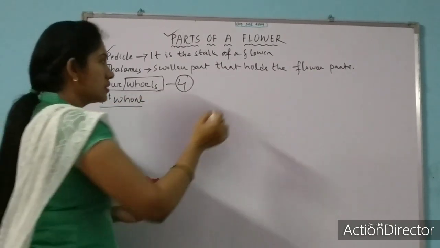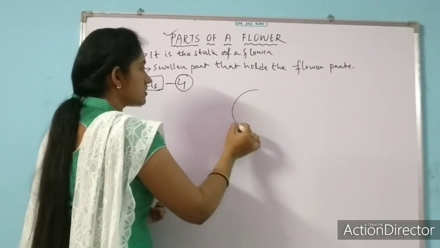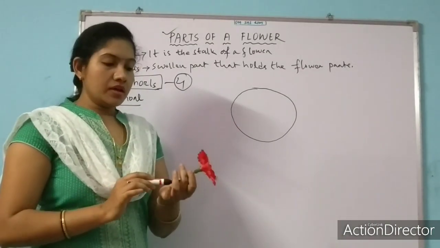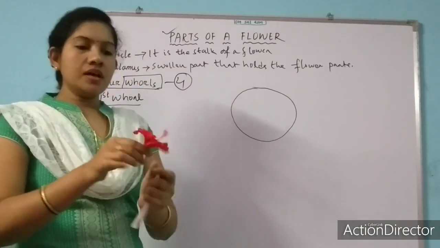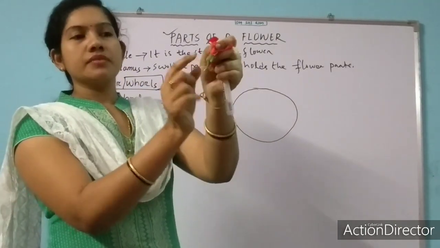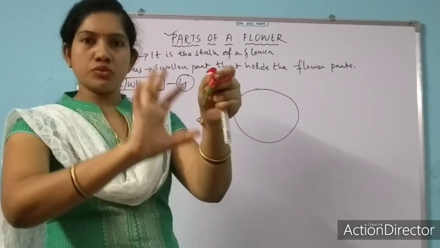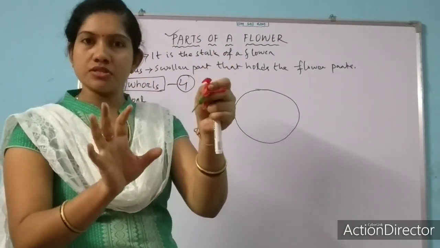First whorl. Suppose I am doing this. This is the whorl. Okay, this is the first whorl. Here you can observe a green part. Okay, this is the green part. Don't worry, at last I will clearly show you all the parts of a flower. We will have a dissection of the flower.